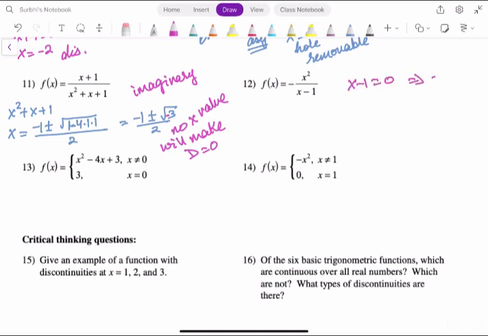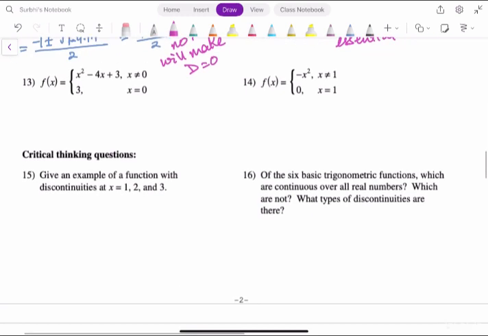Number 12. We cannot factor it, so it has a discontinuity at x is equal to 1, where it will have the asymptote, and that is why it has essential discontinuity.